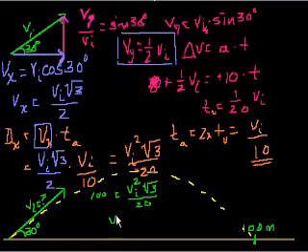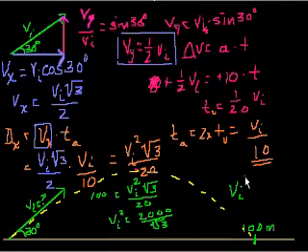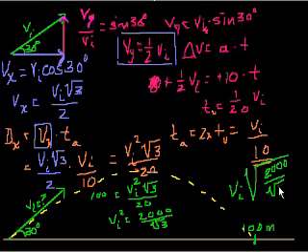So we get V sub I squared is equal to, let's see, 20 times 100 is 2,000 divided by the square root of 3. And so the initial velocity we need to shoot this thing at is going to be the square root of this. So the initial velocity is going to be the square root of 2,000 divided by the square root of 3.